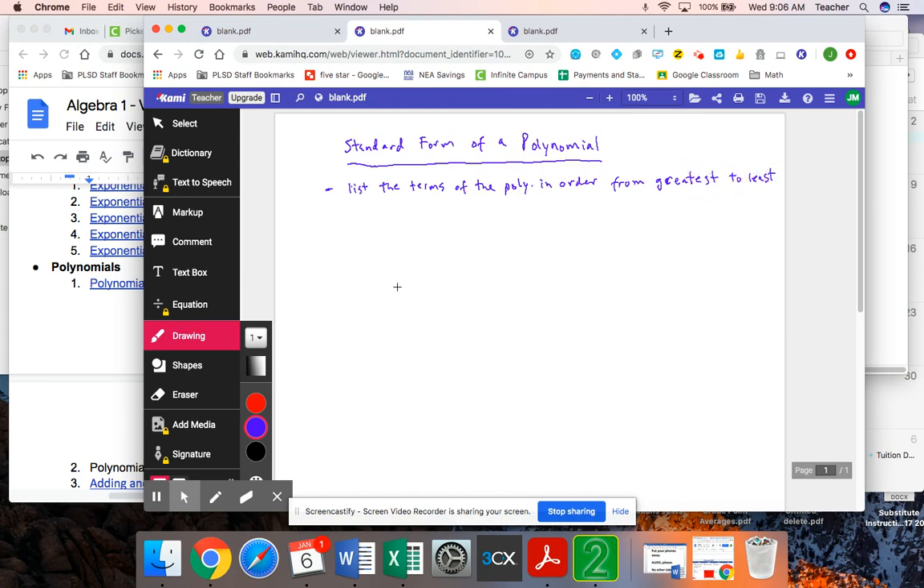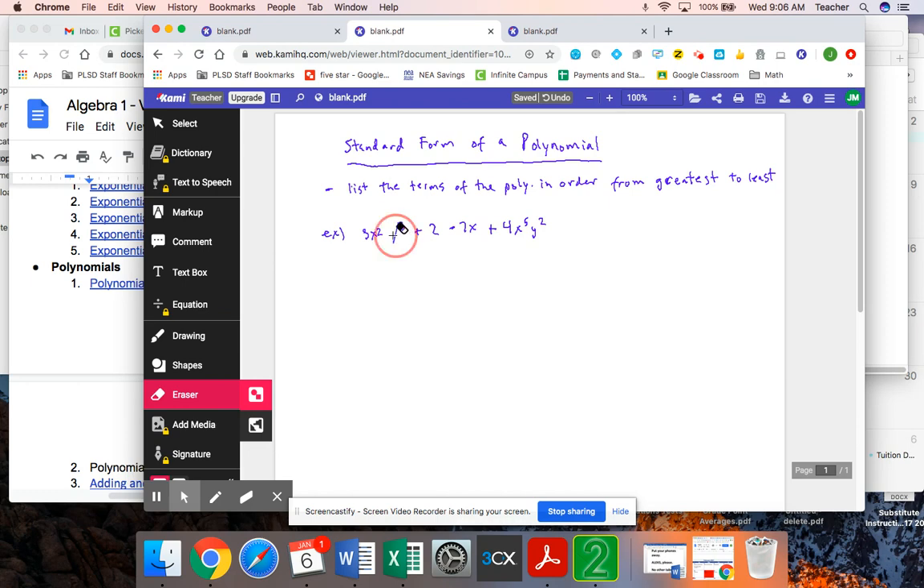All right, so a lot of words, but here's what I mean. If I give you an example of, let's say, 3x squared y cubed plus 2 minus 7x plus 4x to the 5th y squared. Let me make that y right there a little better. y cubed. So let's just say that's your polynomial. It has 1, 2, 3, 4 terms in it.